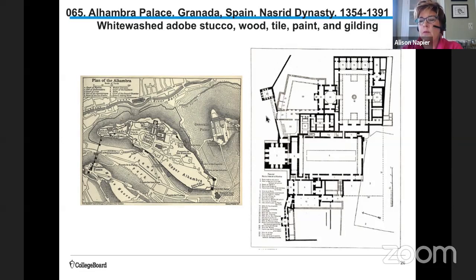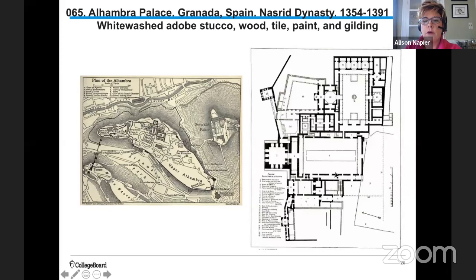So the different parts of the complex are connected by paths, gardens, and gates, and highly ornate interior spaces. And really, we talk about the three big palace structures: the Palace of the Lions, the Comares Palace, and the Pardo Palace, each of which is built in the 14th century.